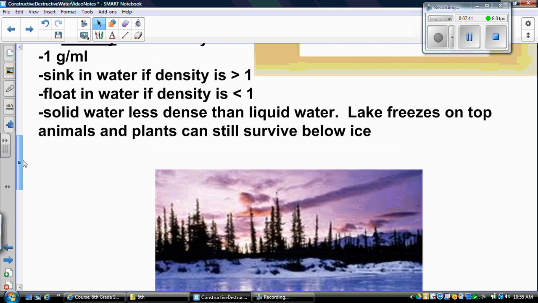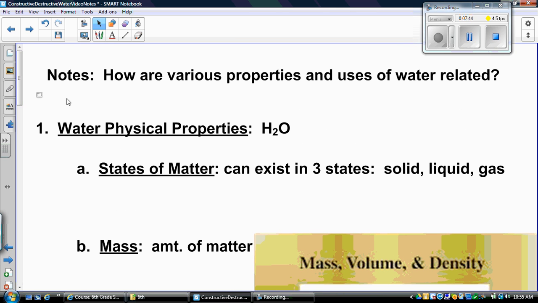Okay, so hopefully after this you've got a better idea of what some properties of water are and how we use water in the U.S. and compare it to the world.